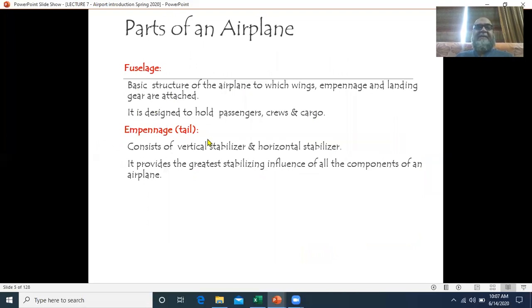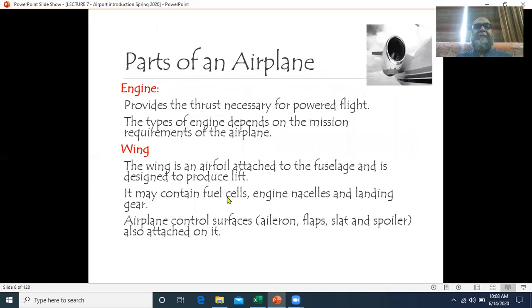Empennage, I mean tail, consists of a vertical stabilizer and horizontal stabilizer. It provides the greatest stabilizing influence of all the components of an airplane. The engine provides the thrust necessary for powered flight. The type of engine depends on the mission requirement of an airplane.